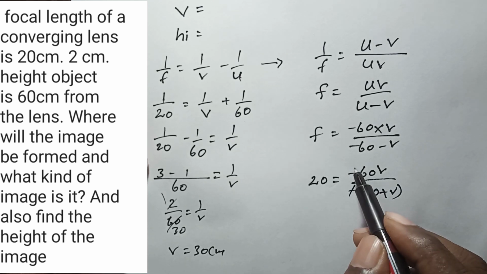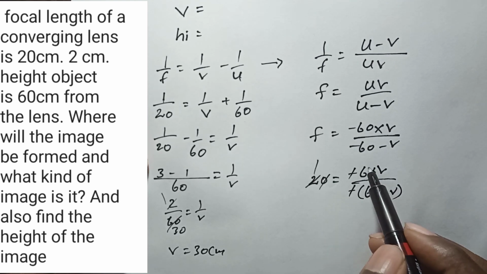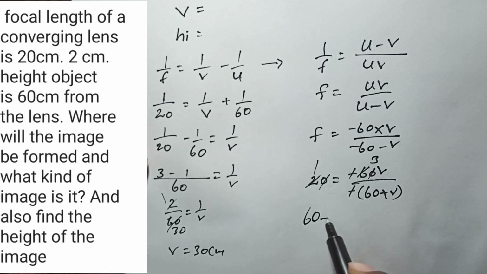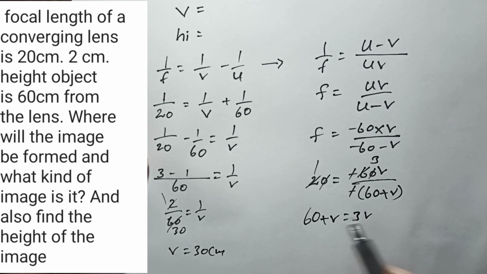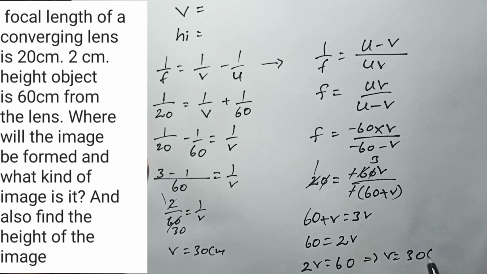So this negative sign is going to cancel, and this 0 0, 2 1s are 2, 3 3s are, like this we can cancel and do the cross multiplication. 60 plus V is equal to 3V. Then 60 is equal to, if it is going that side, 3V minus V becomes 2V. Then 2V is equal to 60, that implies V is equal to 30 centimeters.